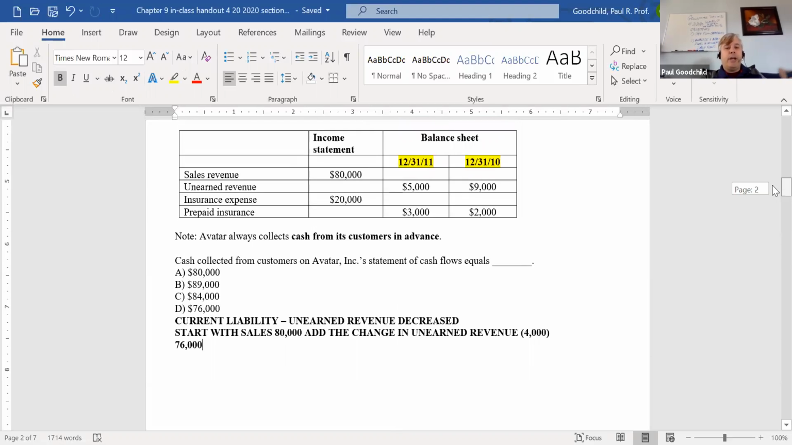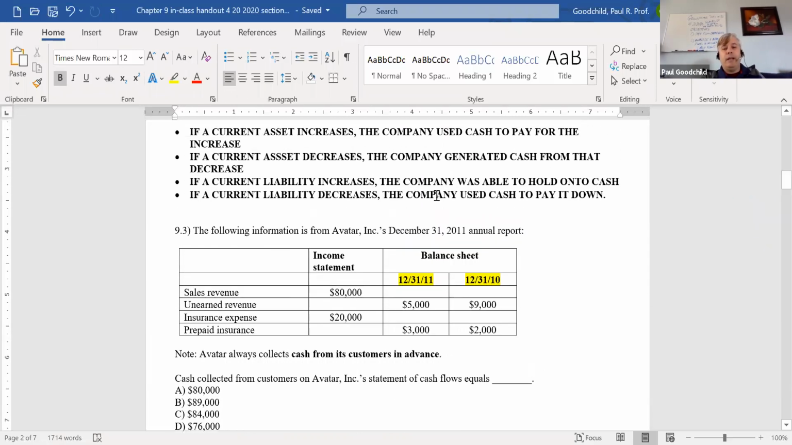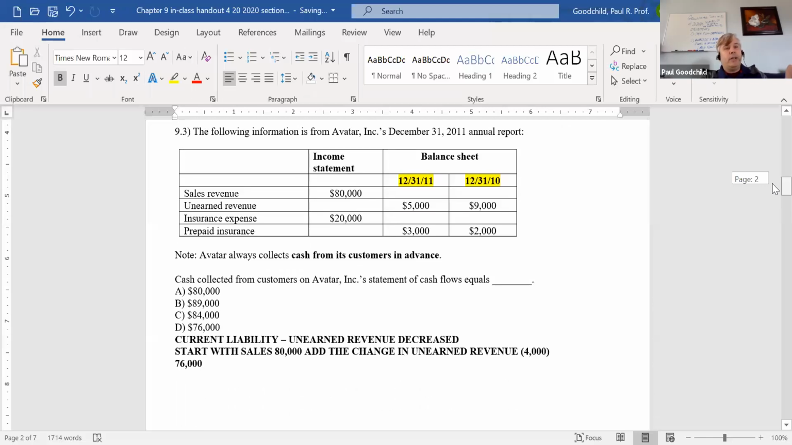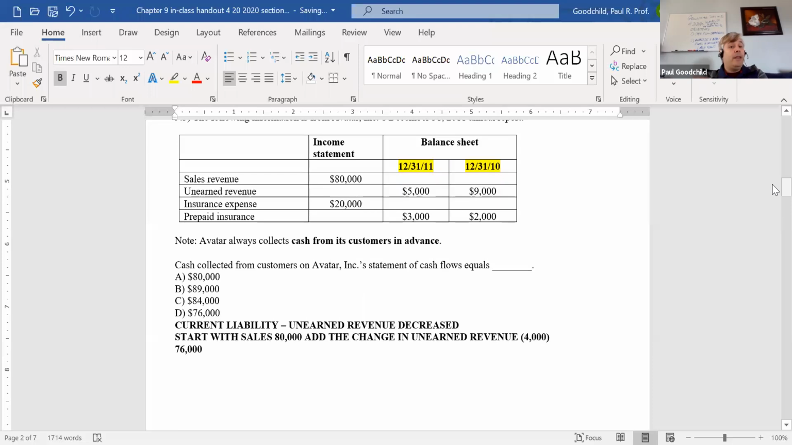So Juliana, this gets to your question. We are adding each time, but sometimes we're going to be adding a negative. So when you're talking about paying it down, that's going to be a negative. When you're talking about building up your assets, that's going to be a negative as well. That's an outflow of cash. Here, their liability decreased, which meant that the companies that were paying for their services or paying for their revenue didn't pay as much in as they did in the prior year.